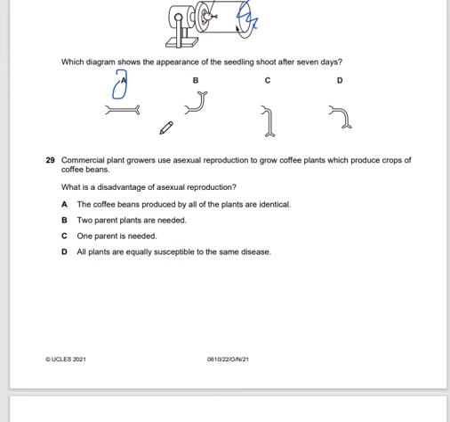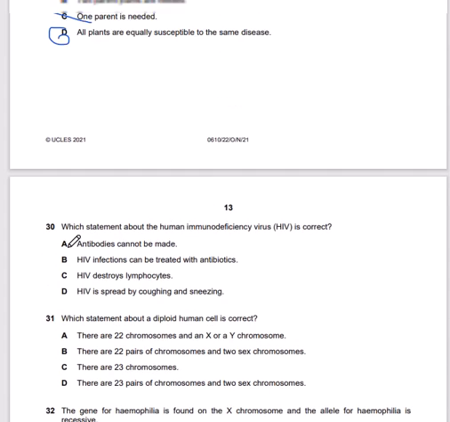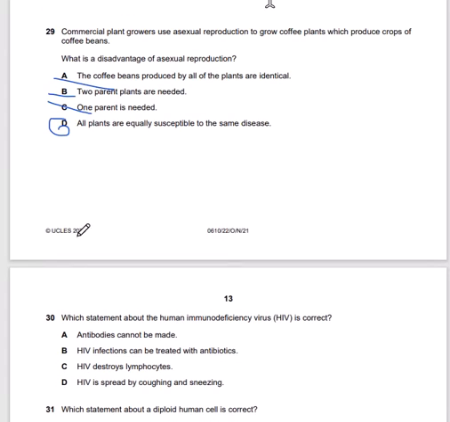What are disadvantages of asexual reproduction? The coffee beans produced by all cells are identical. That's not actually a disadvantage, because if you're having a very good or GMO seed or high grade coffee beans, you would really want everything identical. Two parents are needed. Actually, asexual reproduction does not need two parents. One parent is needed. That's actually an advantage. All plants are equally susceptible to the same disease. That's the answer, because if there's some disease in that crop area, it will pass along the full crop, making you lose a lot of money.